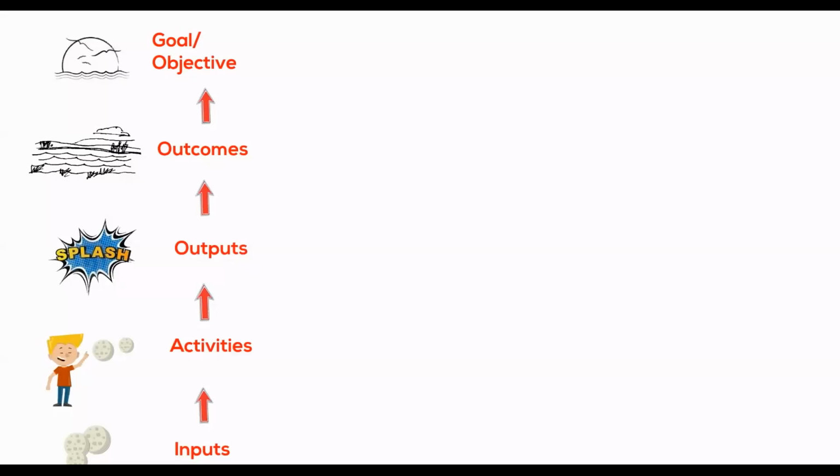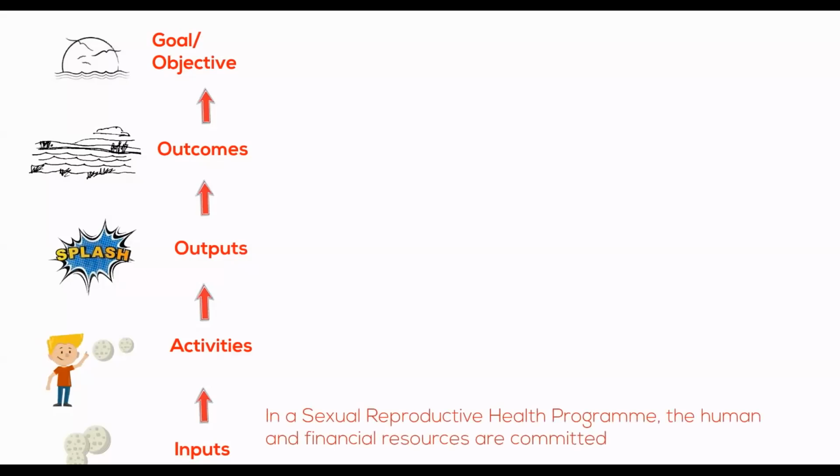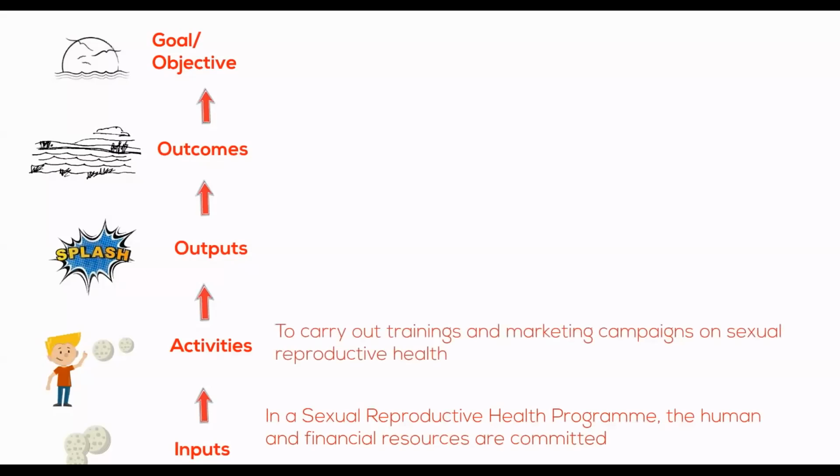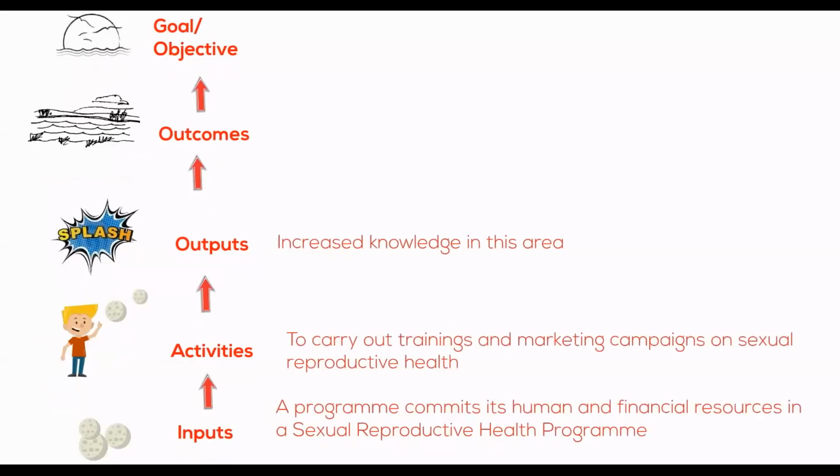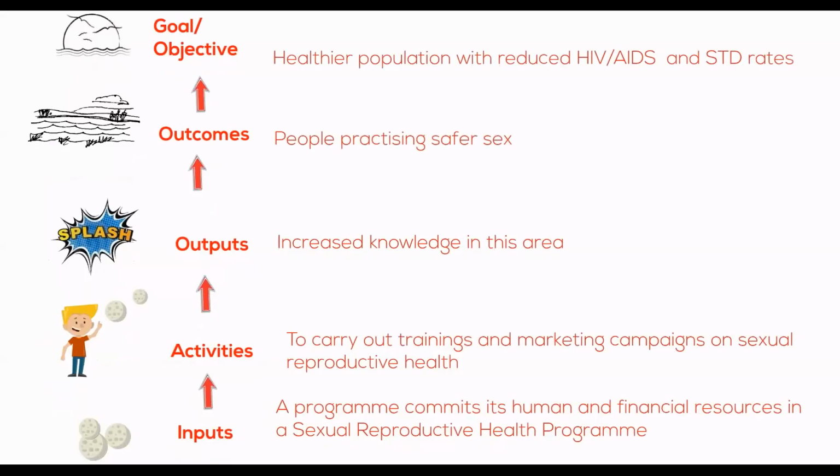To give a practical example, in a sexual reproductive health program, the human and financial resources are committed to carry out trainings and marketing campaigns on sexual reproductive health that will lead to increased knowledge in this area. This will result in people practicing safer sex, which will lead to a healthier population with reduced HIV, AIDS, and STD rates. This is an overly simple example, but it does illustrate the point well.